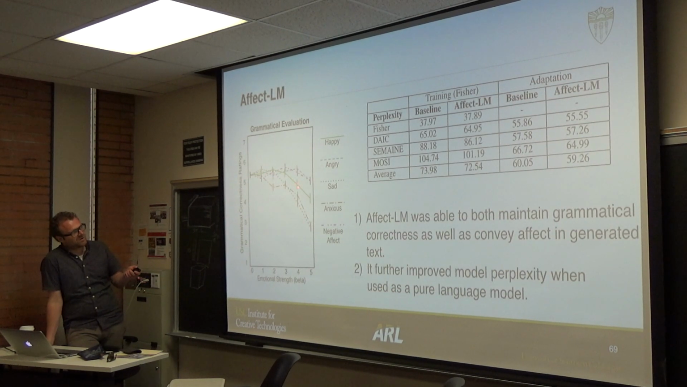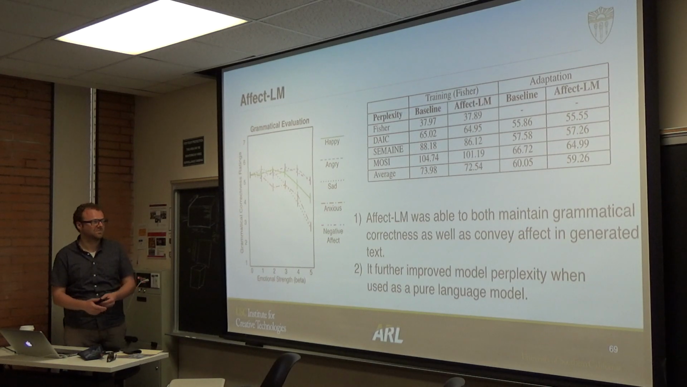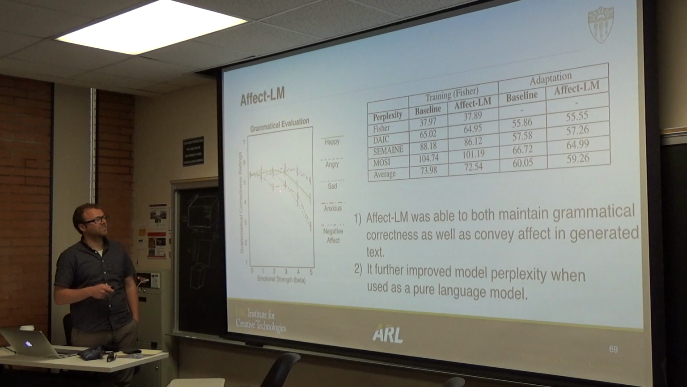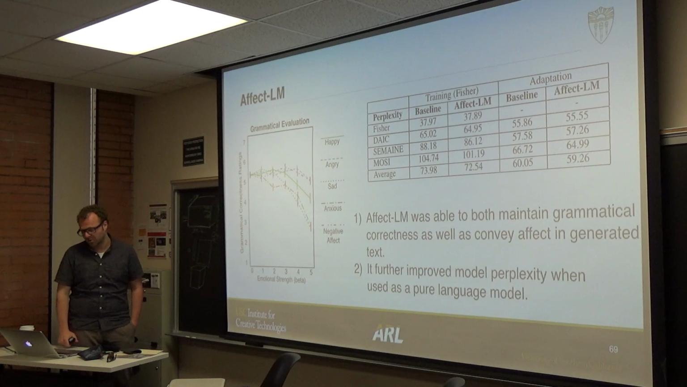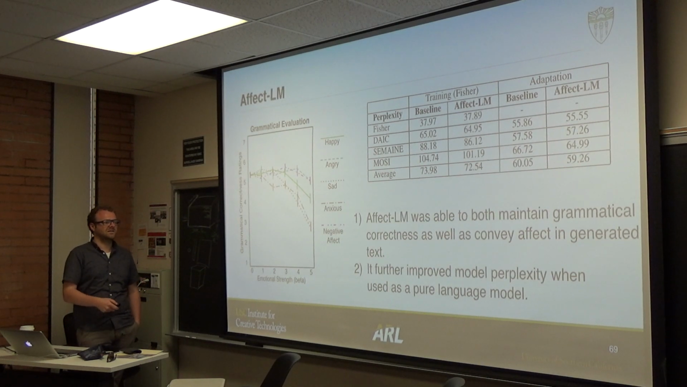Also, the grammatical correctness was important for us because we didn't want to have the network deteriorate too much from the baseline, and we only see a drop after increasing the affective strength way too much, where the network outputs will only be like happy, happy, happy and stuff like that. Okay.